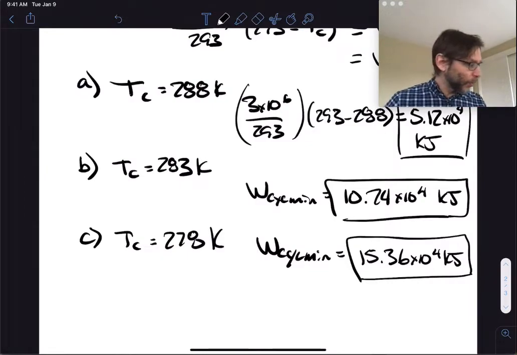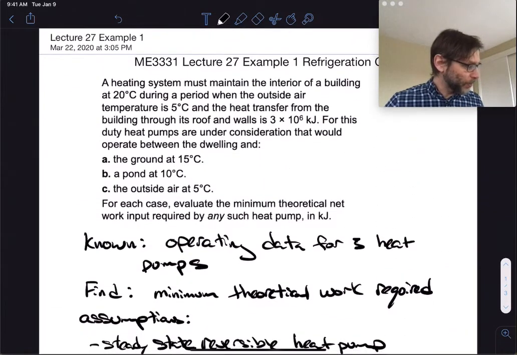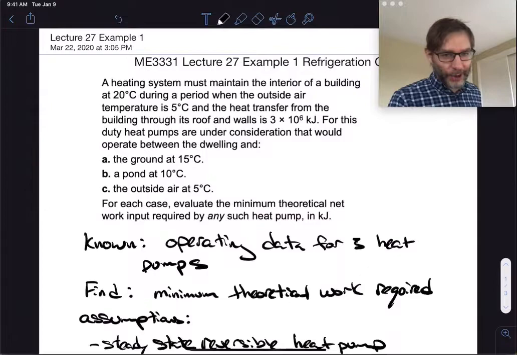The other thing that I want to note is that you have these 3 different cases: the ground, the pond, and the outside air. Heat exchangers have different heat exchange coefficients between different gases. You'll learn this when you get into heat transfer, but essentially transferring heat with a pond is a lot easier than transferring heat with the outside air. But that's neither here nor there. We're just going to assume they're thermal reservoirs and the heat transfer is perfect.